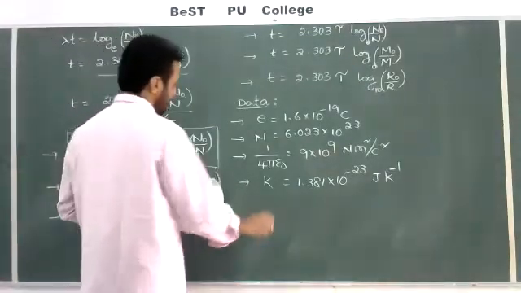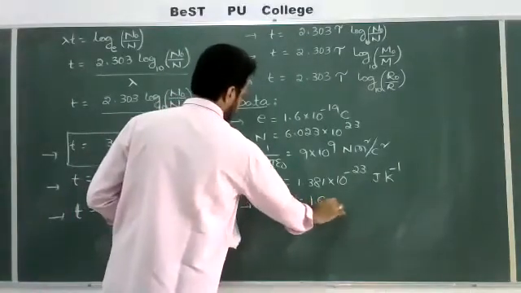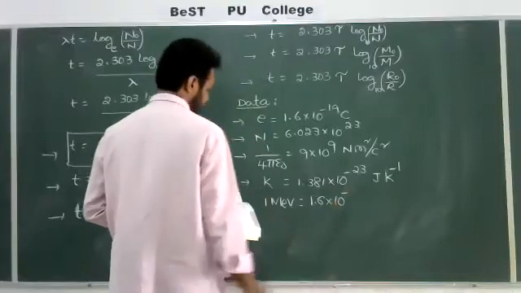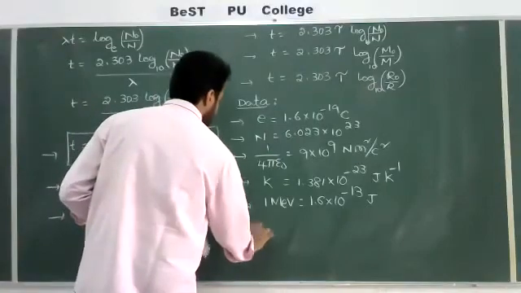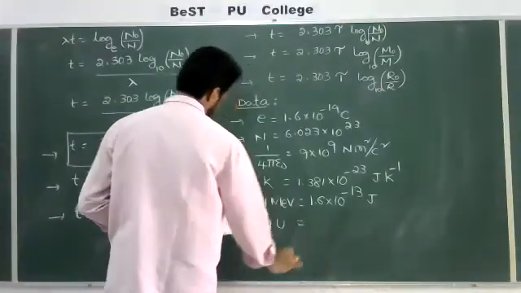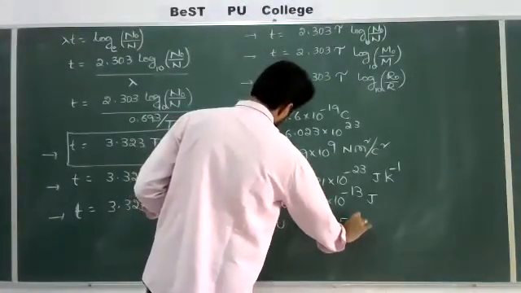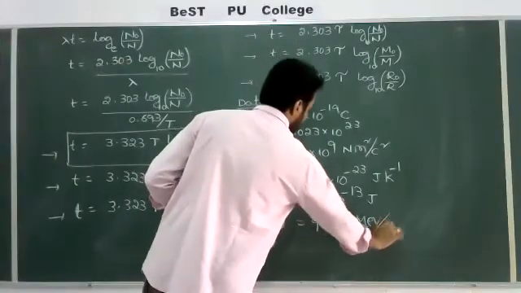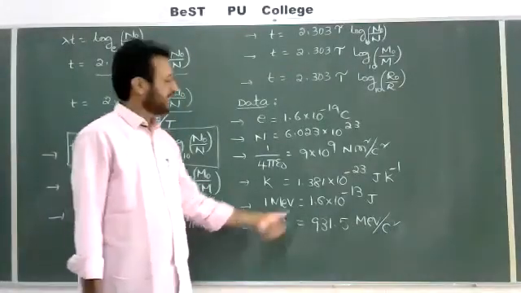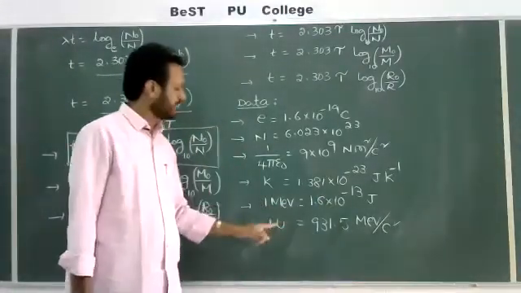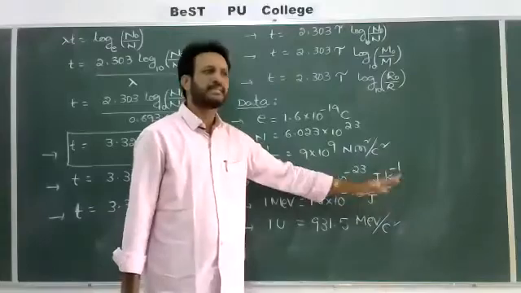1 MeV, 1 mega electron volt or million electron volt, equal to 1.6 into 10 to the power of minus 13 joule. And 1 u means atomic mass unit. In terms of energy, it is given as 931.5 MeV per c square. Because from the formula E equal to mc square, m is equal to E by c square. So 1 atomic mass unit, 1 amu, is equal to 931.5 MeV per c square.